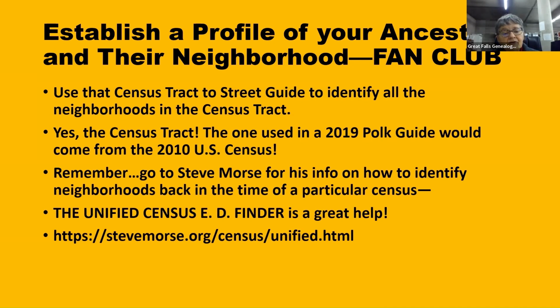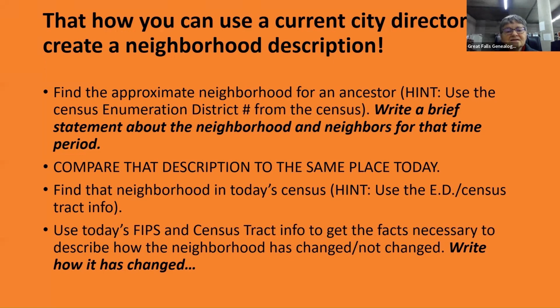We have another reference person to go to. We can go out to that wonderful Stephen Morse active site that is free for his information on how to identify neighborhoods back in time of a particular census. He'll show you how to find certain neighborhoods and relate those neighborhoods to now from 1880 forward. His tool is called the Unified Census ED Finder, and I've given you that before in other talks, but I'm giving it to you again. So between the new city directories, I think they're just giving us fantastic information.